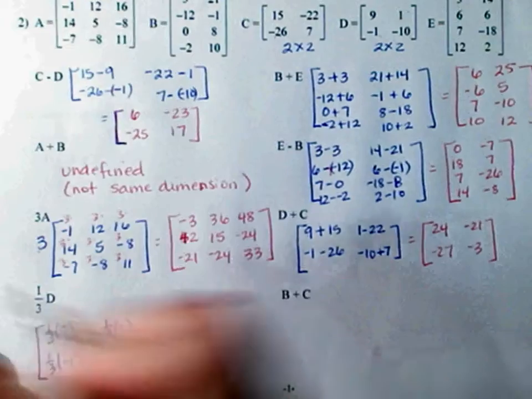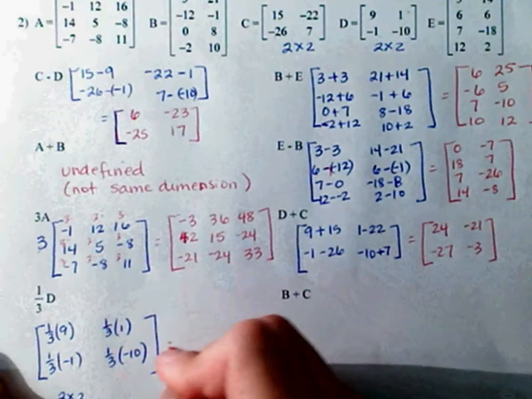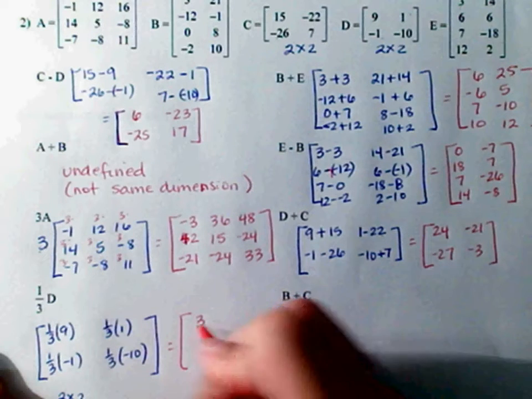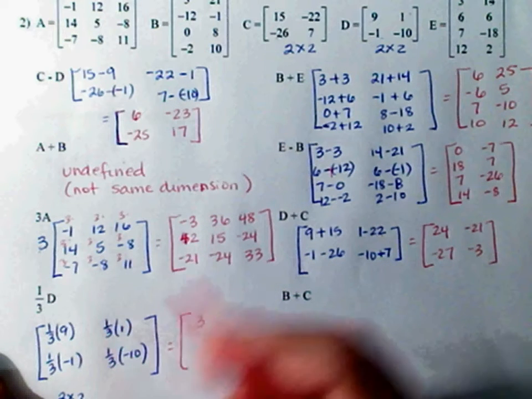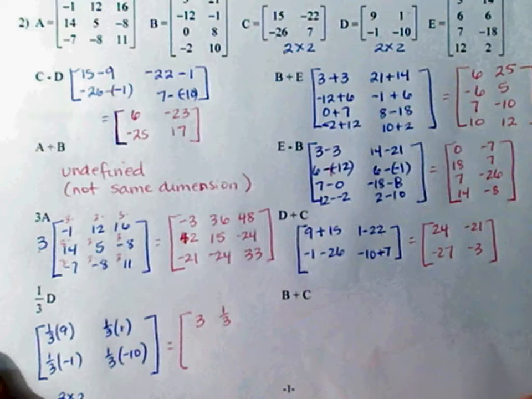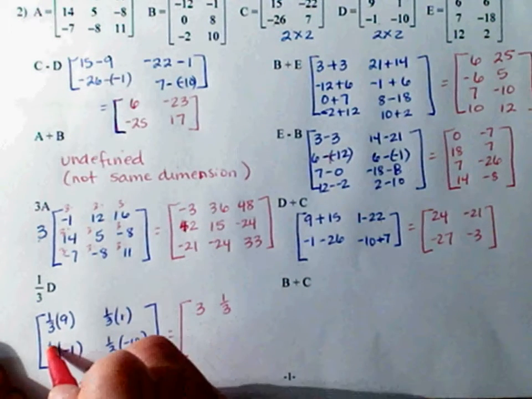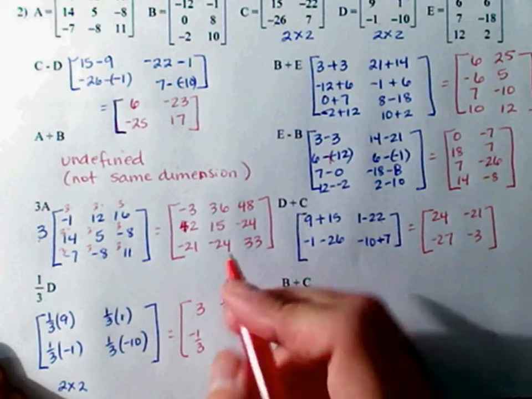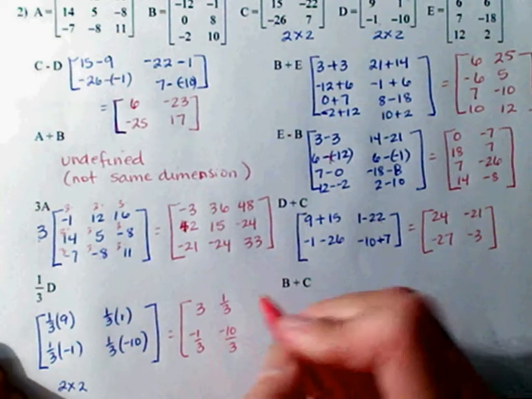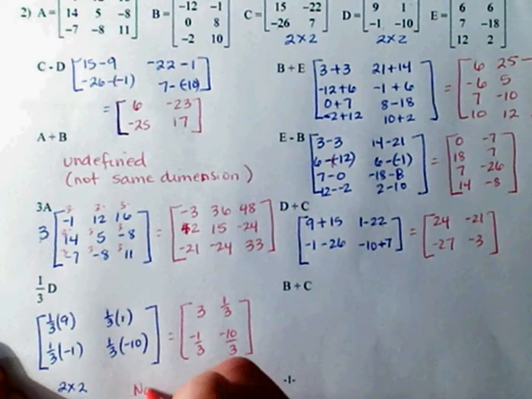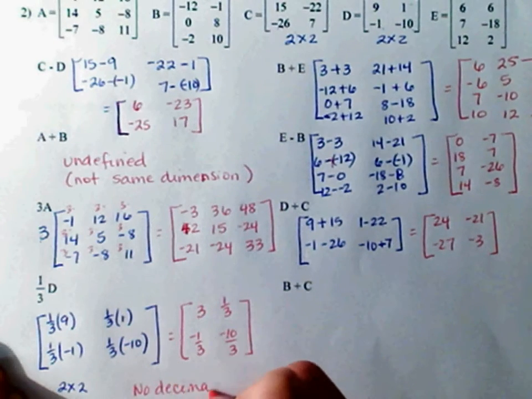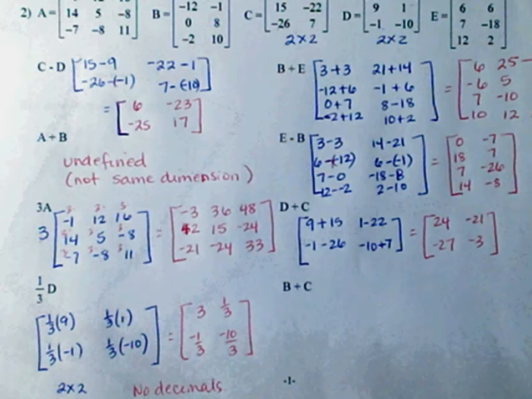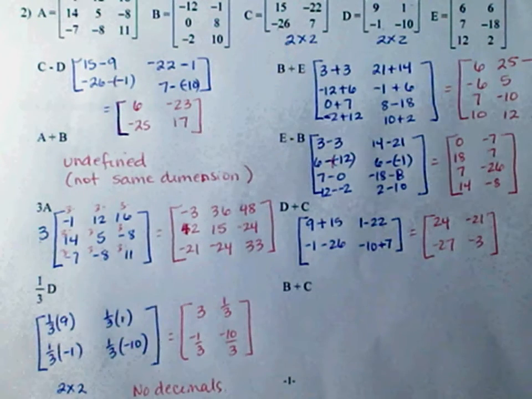Always simplify. Here we go. 1 times 9 is 9. 9 over 3 is 3. 1 times 1 is 1. Divided by 3 is a third. 1/3 times -1 is -1/3. 1 times -10 is -10 over 3. No decimals, please. Okay? All your answers should be in fraction form. And there you have 1/3 D. That's a scalar. This is called a scalar.